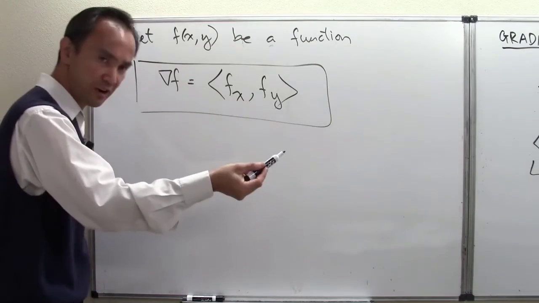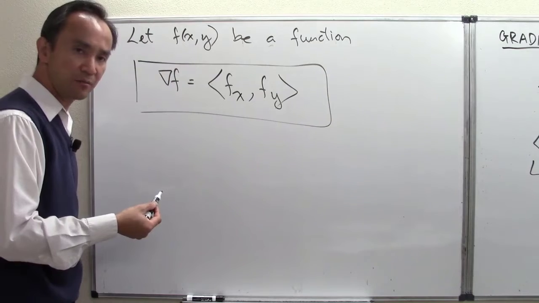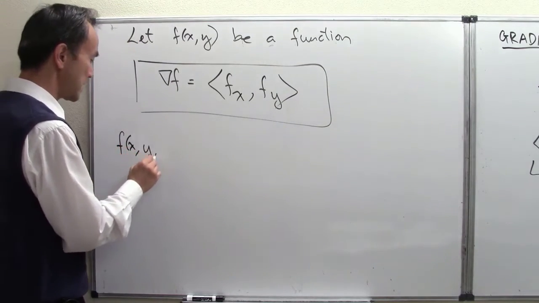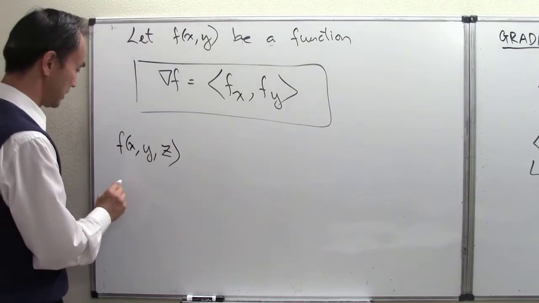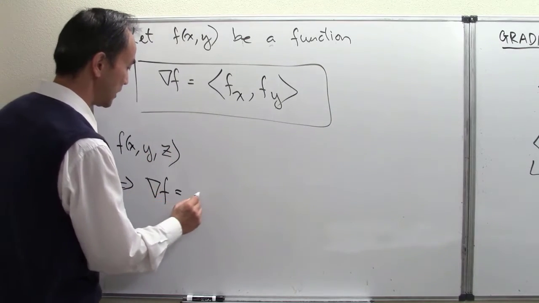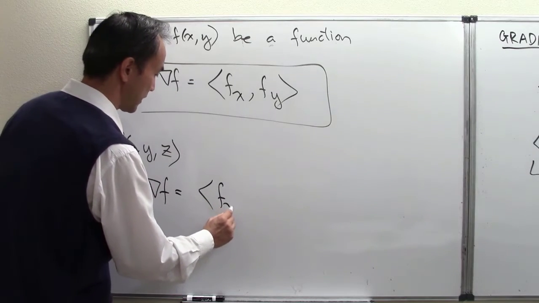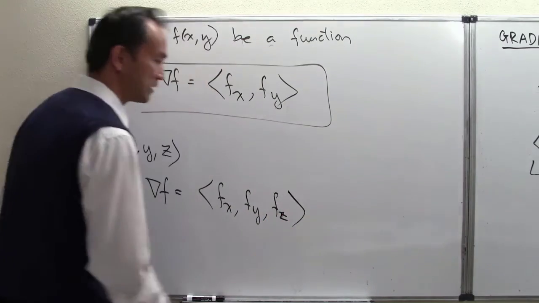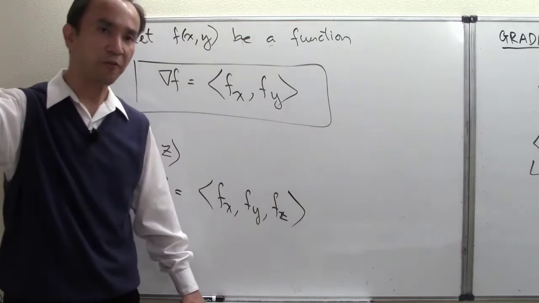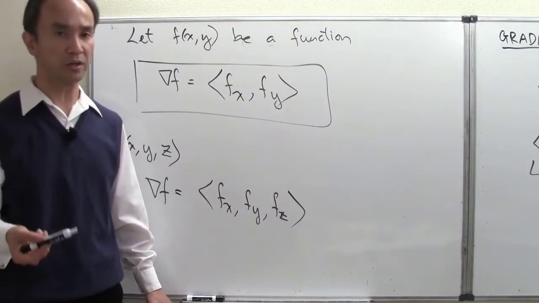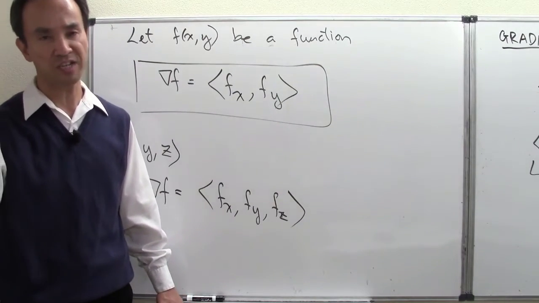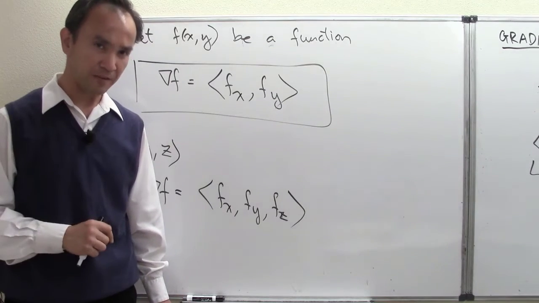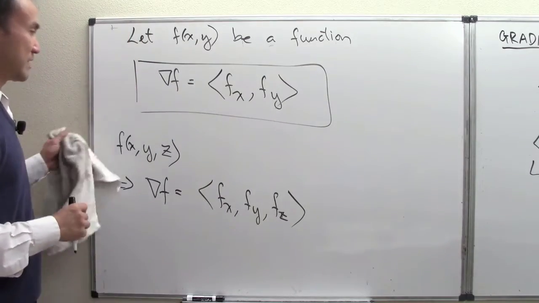Now, be ready to extend this to the cases of three variables or four variables. If you have an f of x, y, and z, for example, then your gradient vector is defined to be fx, fy, fz. It's a three-dimensional vector, and so on. If you have a function of four variables, then your gradient vector is going to be fx, fy, fz, and fk, whatever you want to name your fourth variable. But it's a vector of four components, and so on. All right, so that's how we define it.